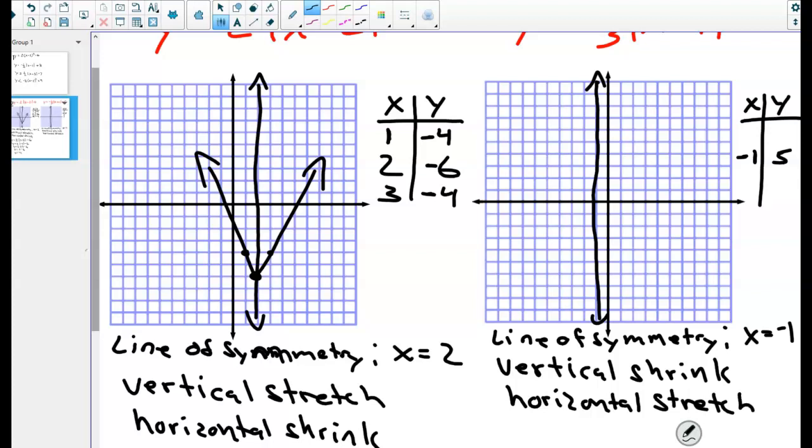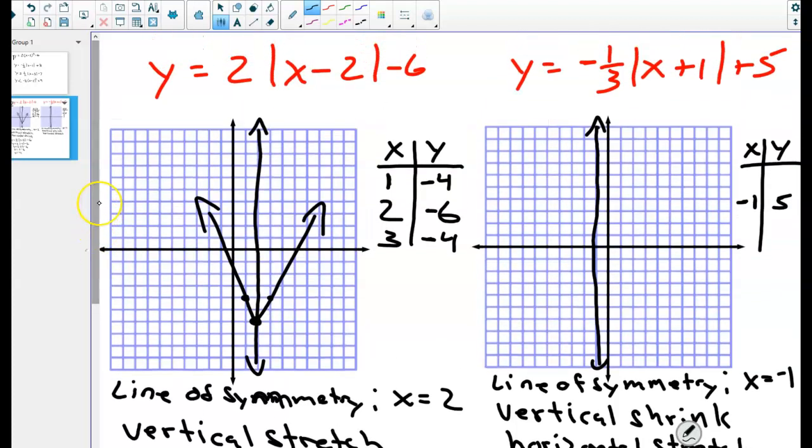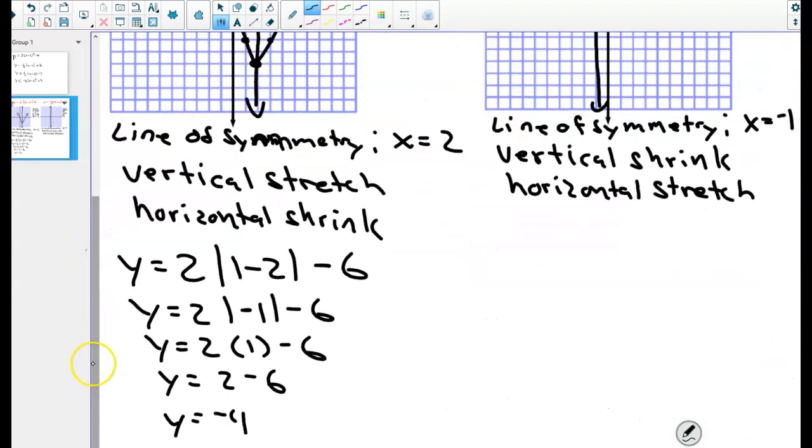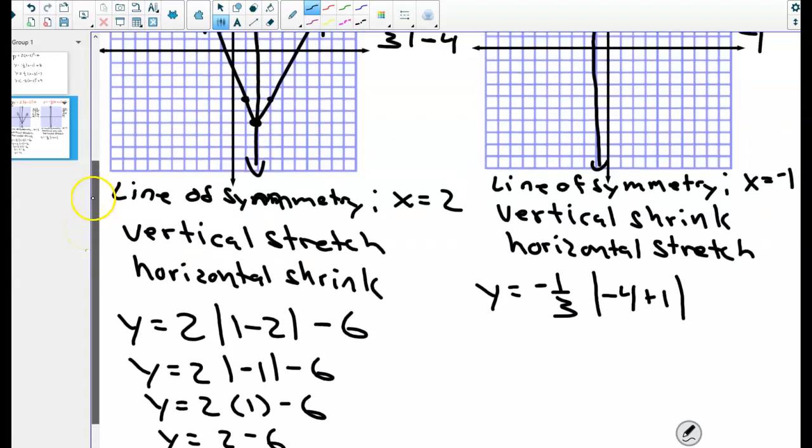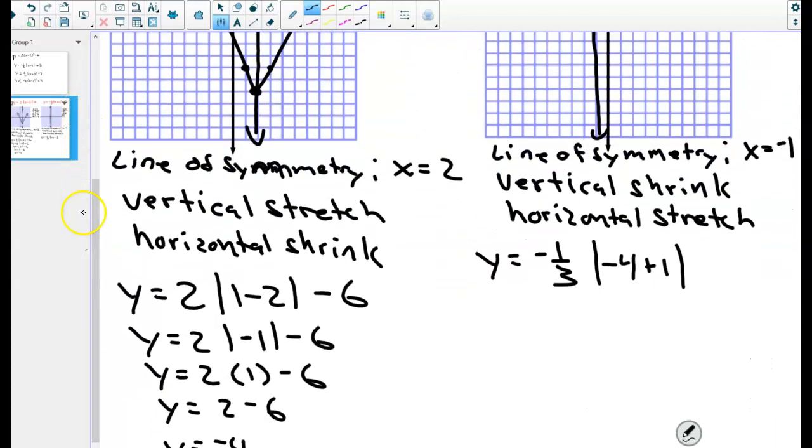Now, with that being said, now I go to my points. When it's a fraction, we count by what the denominator is. So we count down 3, we count up 3 to get my 2 new x's. That keeps fractions out of your graph. And now I plug one of them in. I'll plug negative 4 in. So y equals negative 1/3 absolute value of negative 4 plus 1, plus 5.